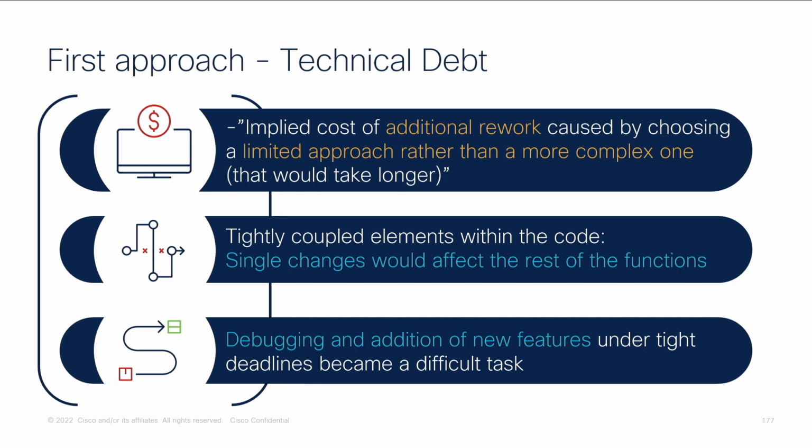In 1992, Ward Cunningham coined the metaphor technical debt. It demonstrates that code that is rushed and shipped with the sole purpose of meeting customer deadlines, or deadlines in general, will have a cost, and it will come in the form of interest, so we'll have to pay it later. So what does this mean? It means that developing an optimal solution takes time to think and to design.